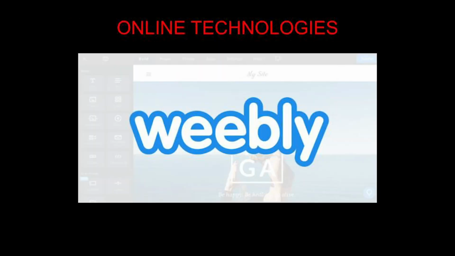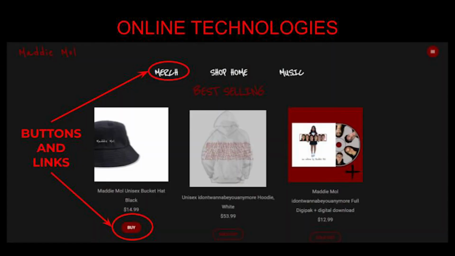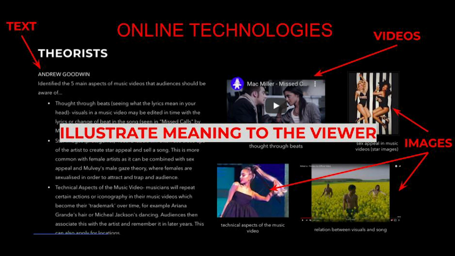The predominant online technology I used was Weebly, an online blog which allowed me to both track and record my progress when undertaking my A2 coursework, and create my artist website. When creating my artist website, I discovered more about Weebly, learning how to incorporate buttons and links to make the audience navigation of the site easier. I also had to include videos, text, and images in both my blog and artist website to make it easier to illustrate meaning to the viewer.